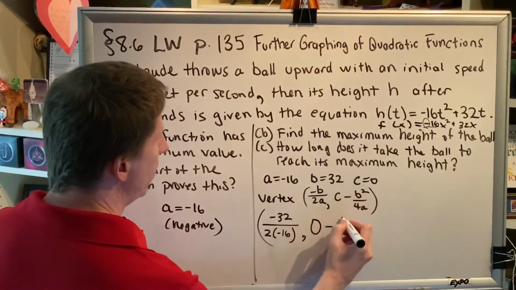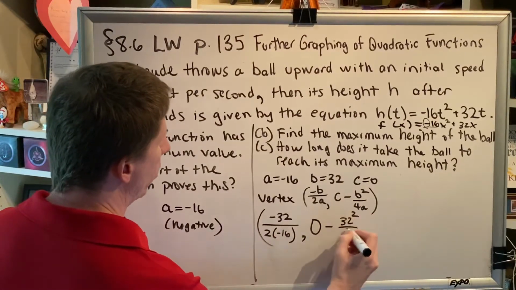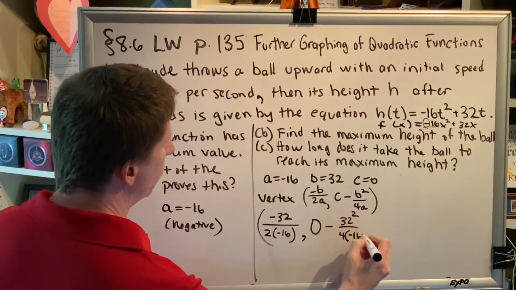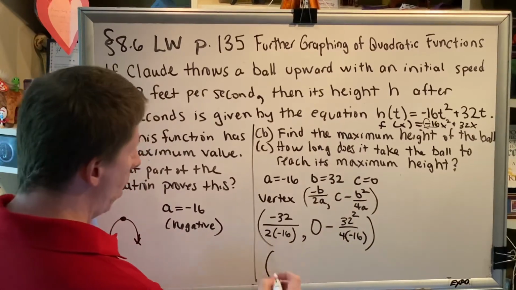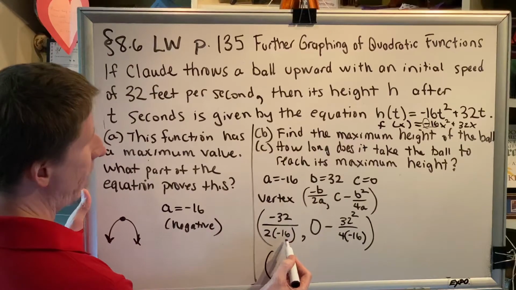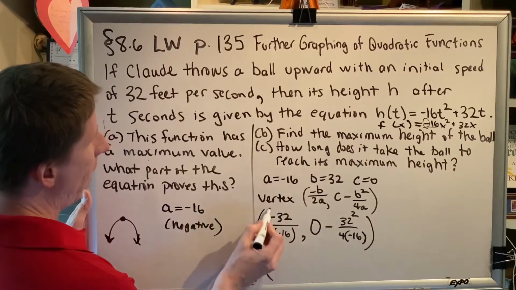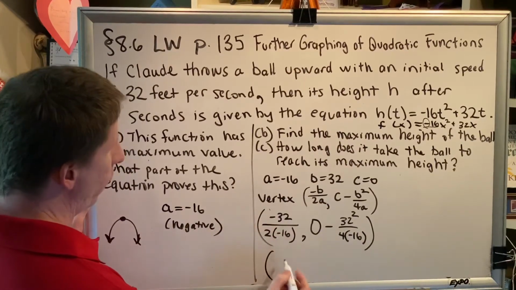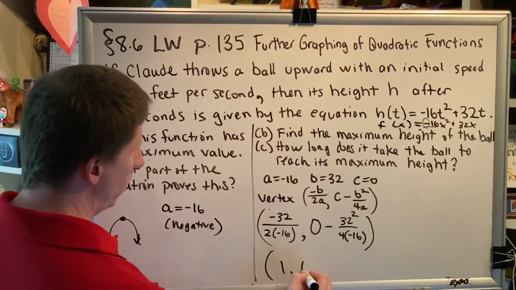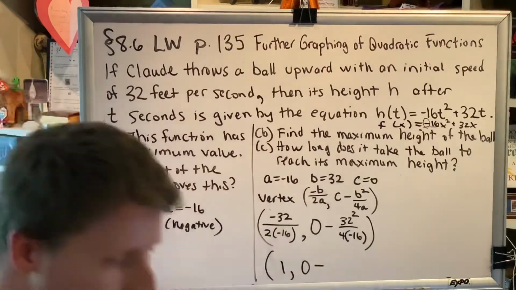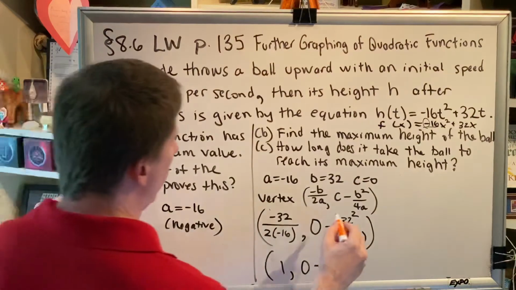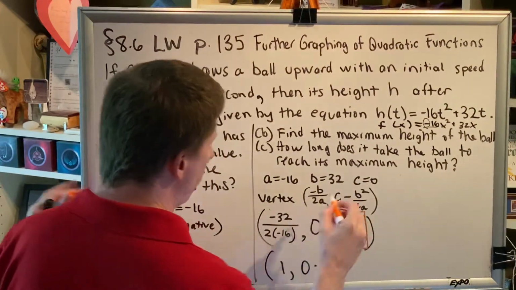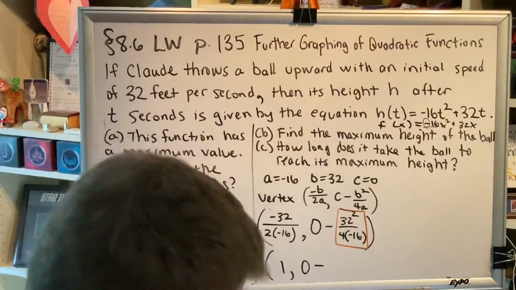0 subtract b squared, so that's 32 squared, over 4 times negative 16. All right, so this down here, 2 times negative 16 is negative 32, and negative 32 divided by another negative 32 is 1. Let's follow the advice that I gave you in the previous video. You should do the fraction before the subtraction.